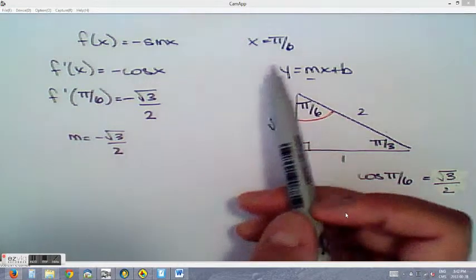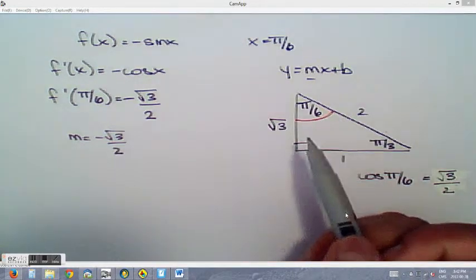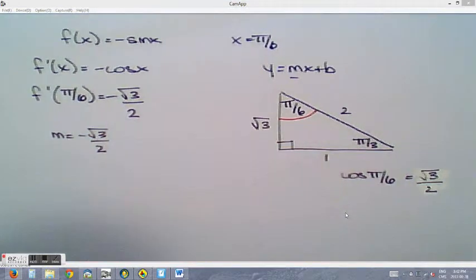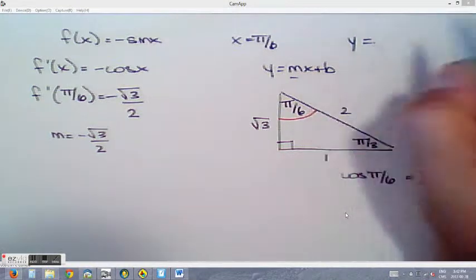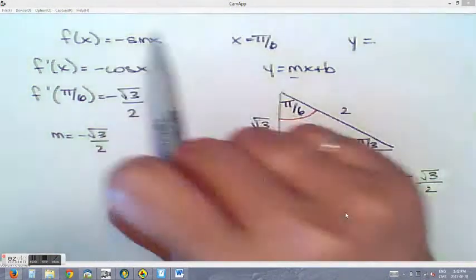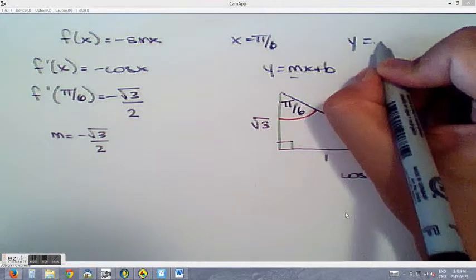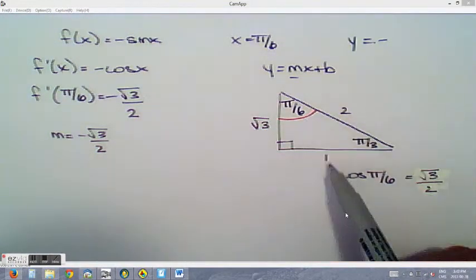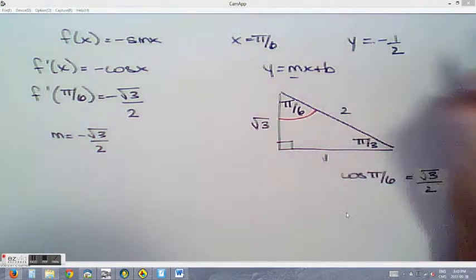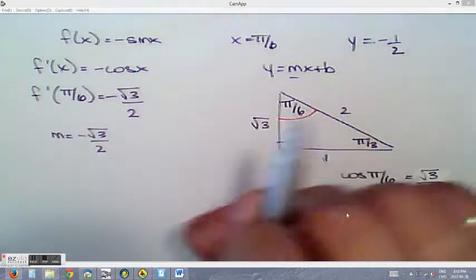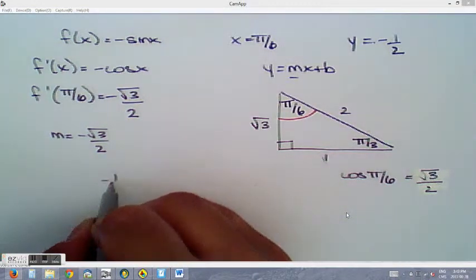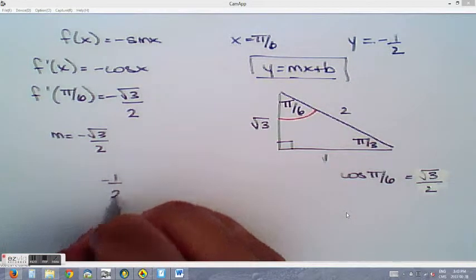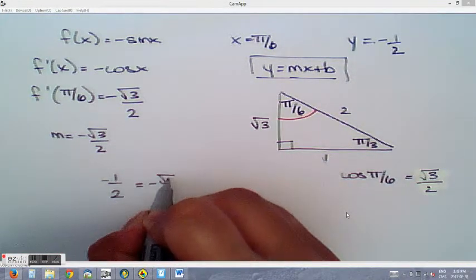So we have x, we have m, we need y. Going back into our original function, y is equal to negative sine of pi over 6. Sine of pi over 6 is opposite over hypotenuse, which is a half. So y then is equal to negative a half. Let's plug it back into y is equal to mx plus b, with m equal to negative root 3 over 2.